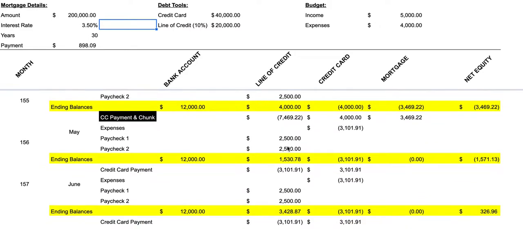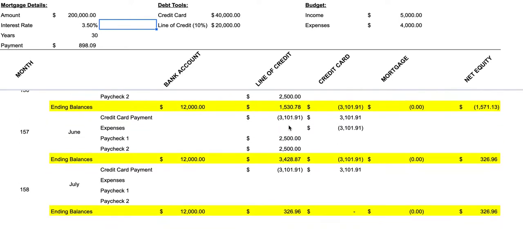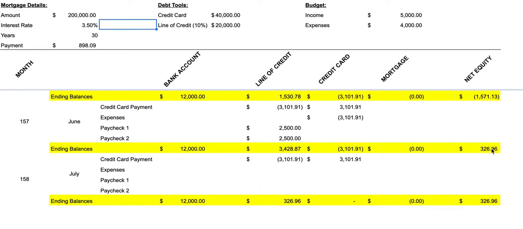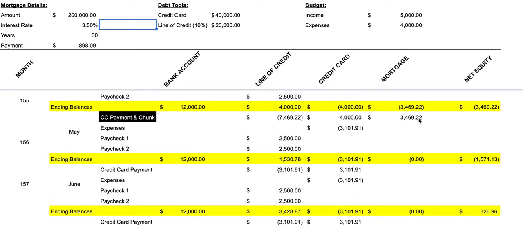So now you basically just keep doing the same thing you were doing before, putting all your expenses on a credit card. Your paycheck, you're going to put it in the line of credit to keep that balance low, so you don't get charged that much interest, and to help it build back up, right? And once you build that back up, you see your net equity over here now is positive. So it went from negative 1,571, now you're at $326. So you just have to build that back up, because the chunk now is negative $3,469 up here.